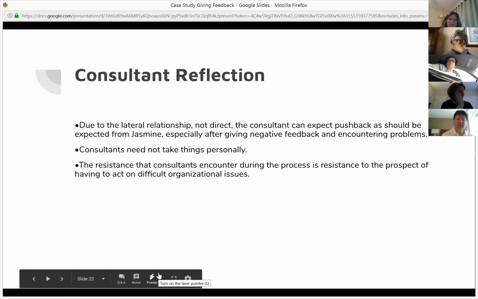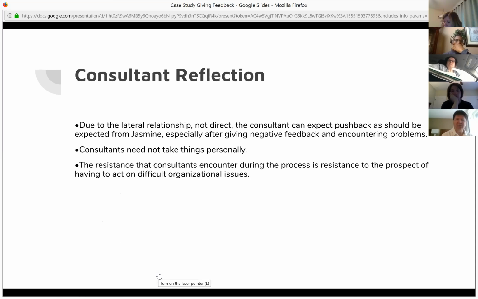And then due to the lateral relationship, not direct, the consultant can expect pushback, and it should be expected from Jasmine in this case, especially after giving negative feedback and encountering problems. Consultants need not to take things personally, and that is really a key in this case because we weren't really presented anything except for negativity. And as a consultant, we should certainly expect to have pushback coming from Jasmine and other members of the business that we would consult with, but we don't need to take those things personally as consultants.